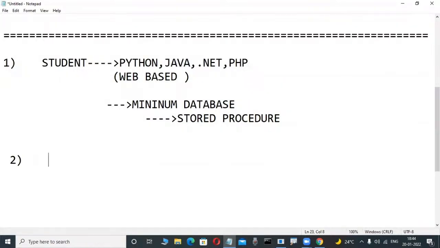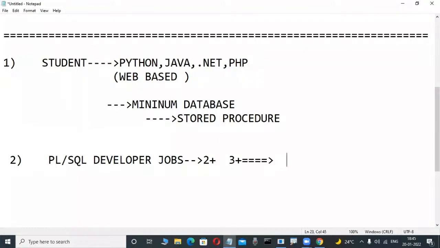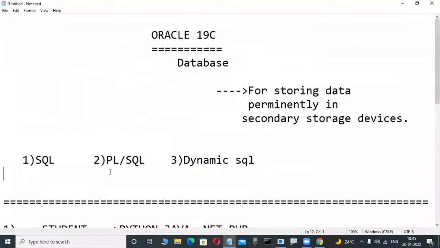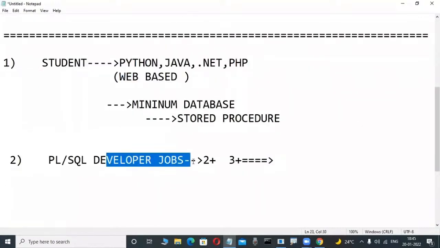Then those persons apply for PLSQL developer jobs on the company side. Without any knowledge of Java, .NET, or front end, maybe as non-technical persons without very good programming skills, PLSQL developer jobs are there. Maybe there is a gap of 2 or 3 years. Those persons learn this course for PLSQL developer purposes. Many people learn this course from me.